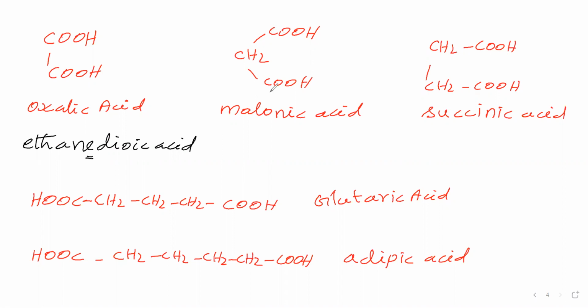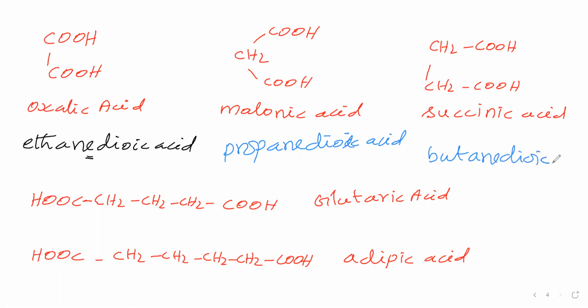In this case, the parent chain contains 3 carbon atoms. Therefore, we can say prop. Primary suffix en, secondary suffix dioic acid. Don't drop the primary suffix last letter. In this case, the parent chain contains 4 carbon atoms. Therefore, but. Primary suffix en, secondary suffix is dioic acid. Next, the parent chain contains 5 carbon atoms, therefore pent, primary suffix en, secondary suffix dioic acid.